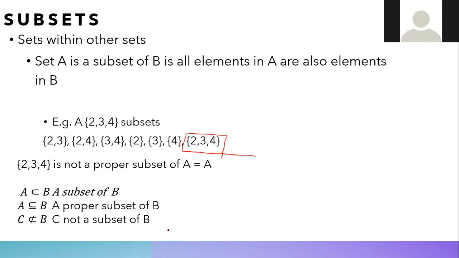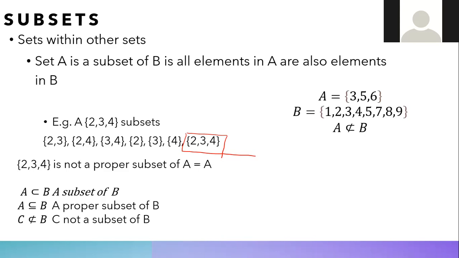And then we can use this notation to help us. We can use this notation here to demonstrate that A is a subset of B. So for example, {2, 3} is a subset of B. We can use this one here for saying A is a proper subset of B. So {2, 4} would be a proper subset of B if B was {2, 3, 4}. And then C is not a subset of B: we have our subset symbol again, and then we have a cross through it, saying it's not a subset of B.